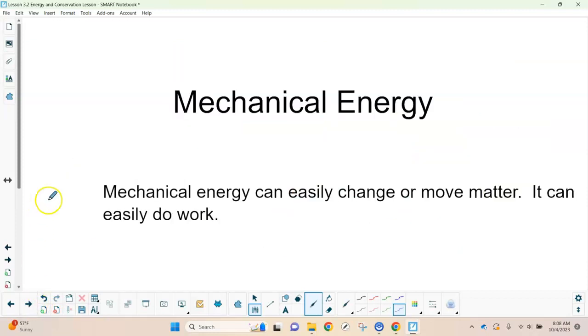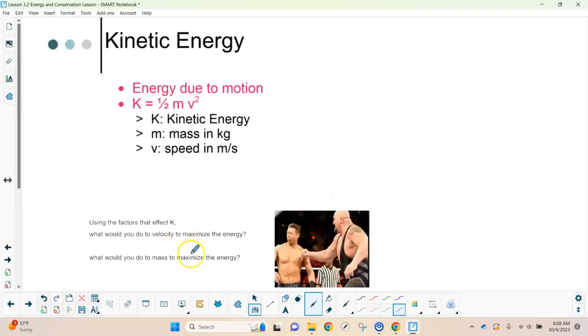All right. We talked about mechanical energy a little bit. I just want to talk about it a little bit more to get into the specific types. So again, mechanical energy is energy that can easily change or move matter. It can easily do work. So kinetic energy is the first of those two types. Kinetic energy is energy due to motion. The formula for it is here. So it's 1/2 mv squared. K is kinetic energy, half is just a constant, m is the mass, and v is the velocity or the speed of the object, and you've got to make sure you square it, okay? Again, the unit at the end is joules, so when you multiply all those things together, you get joules.